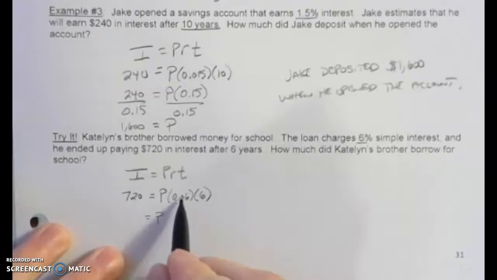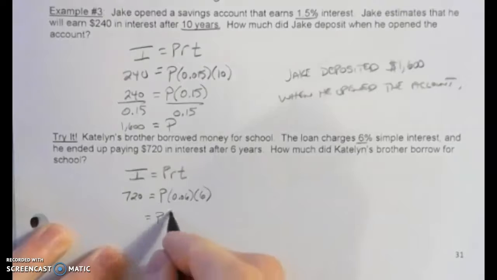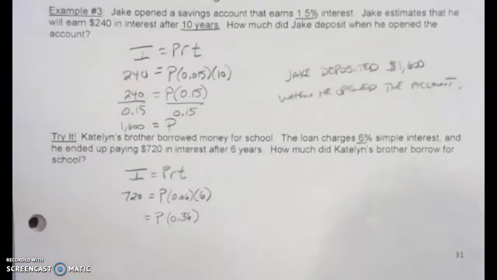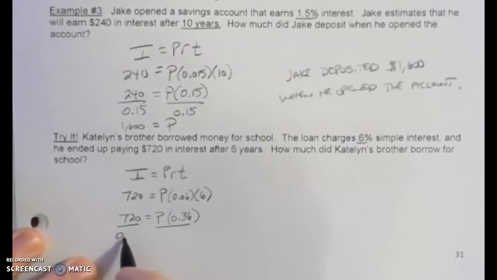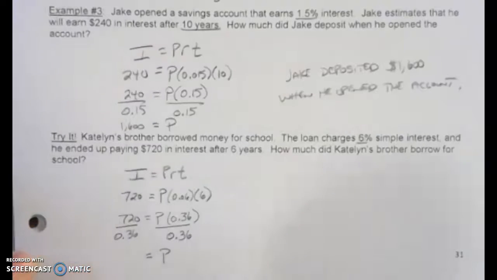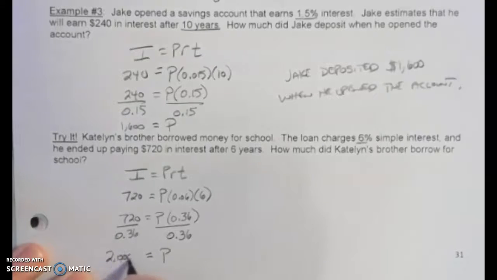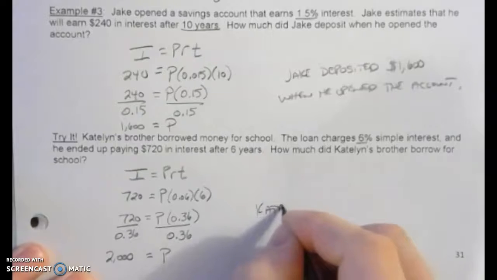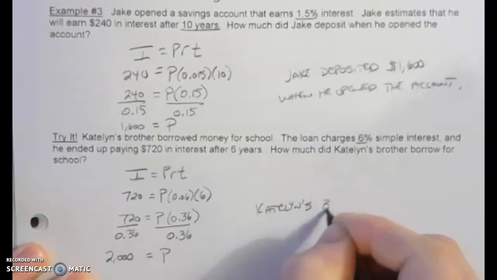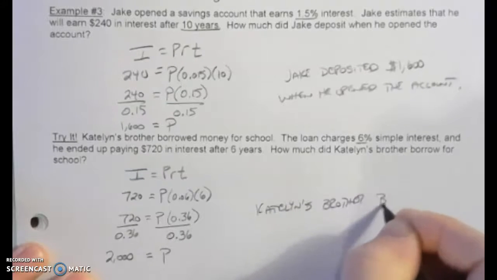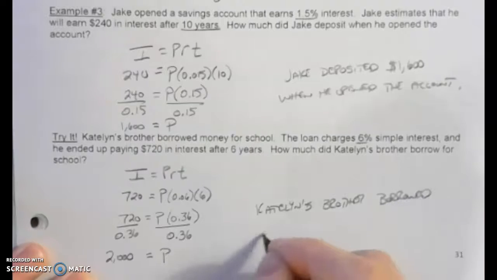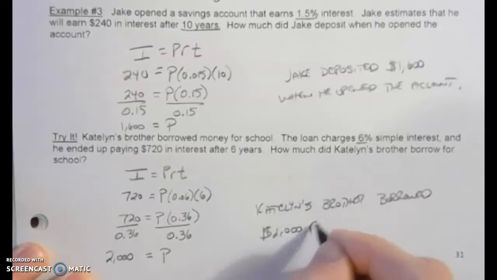So we're going to start by multiplying 6 hundredths by 6, which is going to give us 36 hundredths when you punch that into your calculator. And we still have 720 on the left. And so to get the value of P, just divide each side by 36 hundredths. So on the right, that's going to leave us with P, the principal. 720 divided by 36 hundredths is going to be 2,000. And so we know that Caitlin's brother borrowed $2,000 for school.